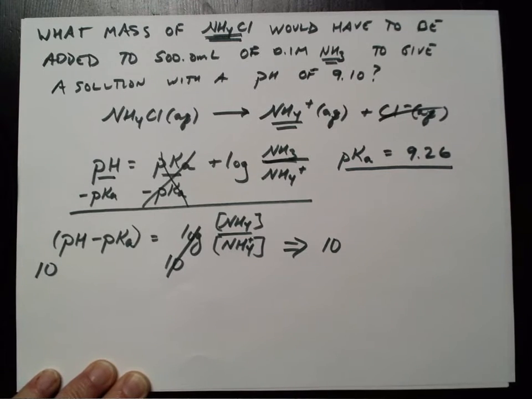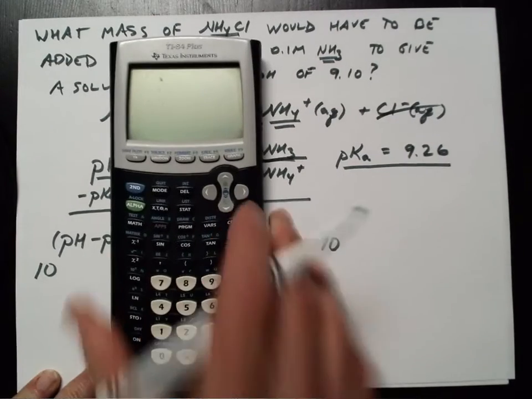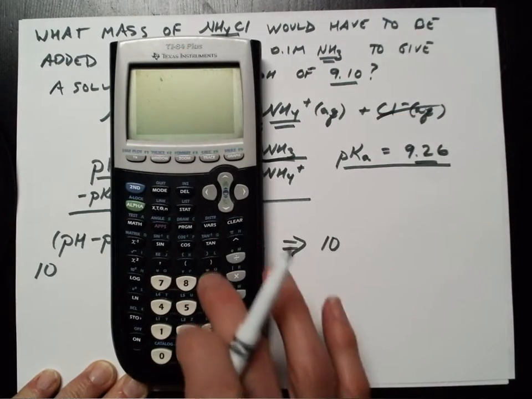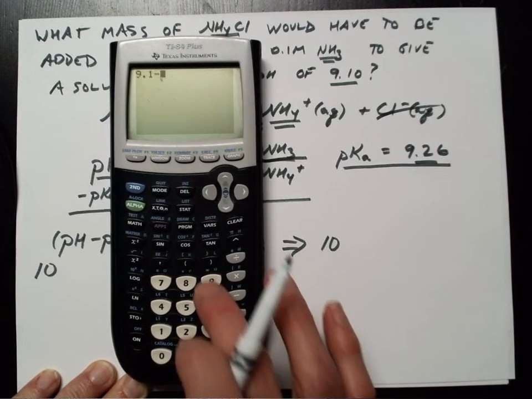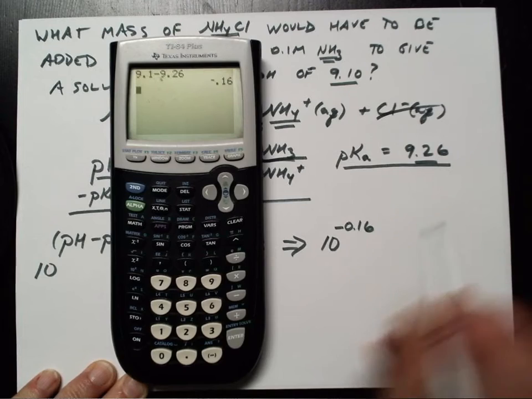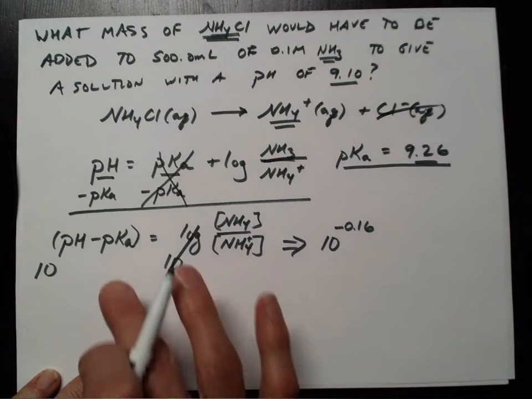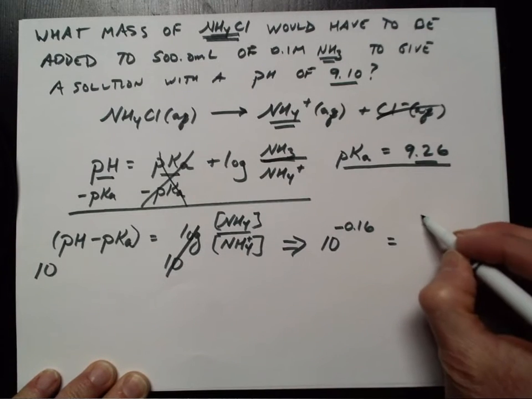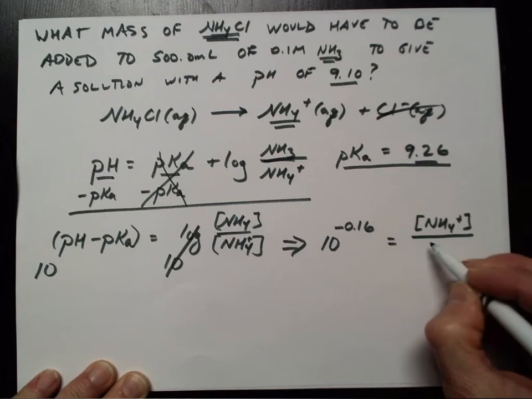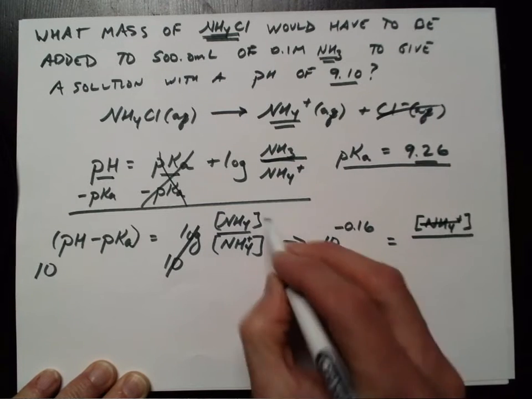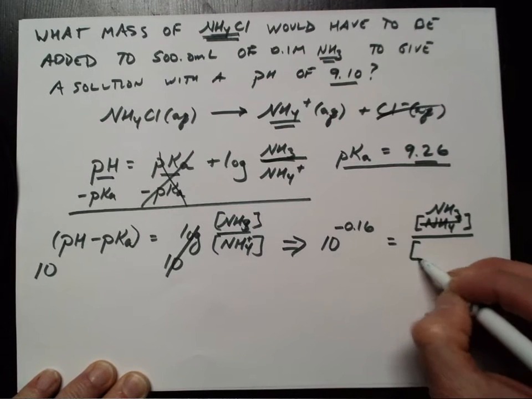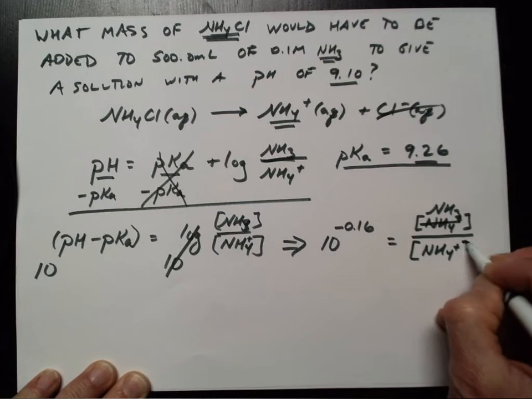minus pKa. Let's just figure out what that is for this problem. pH minus pKa is going to be 9.1 minus 9.26. 10 to the negative 0.16. That's pH minus pKa. That's going to be equal to the ammonia concentration over the ammonium concentration. Sorry, I messed that up earlier.